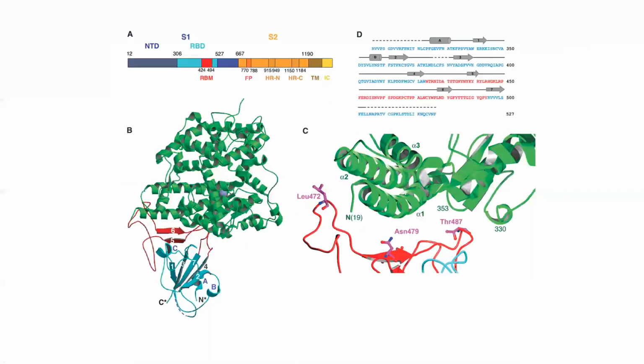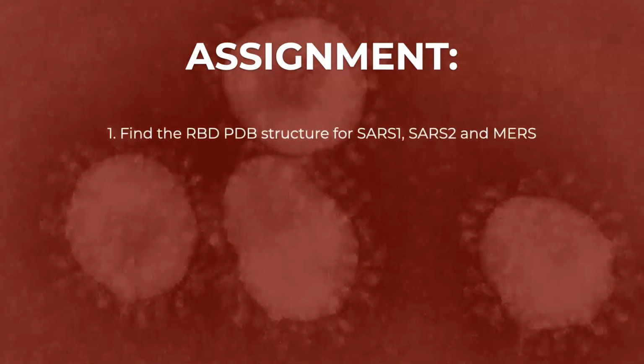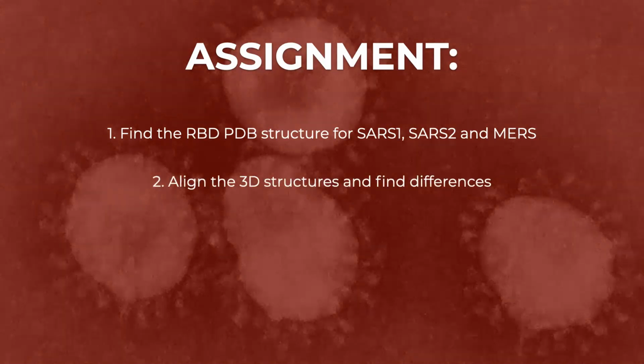And let's look at the proposed assignment. Again, nothing that you have to do, but if you're getting how this works, I think it's going to be a very useful exercise for you to feel like not only you've seen somebody else do it, but you can do it yourself. So number one, find just the RBD PDB structure for SARS-1, SARS-2, and MERS. Number two, align the 3D structures and find differences between them. You can do this using multiple sequence alignment. You can do it in Chimera or PyMol by aligning the 3D structures.